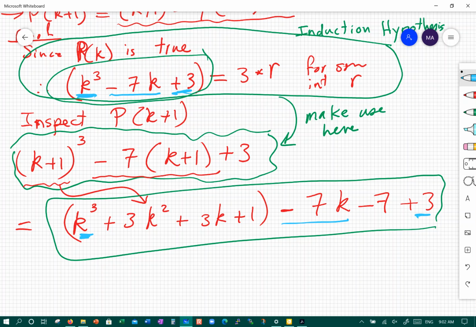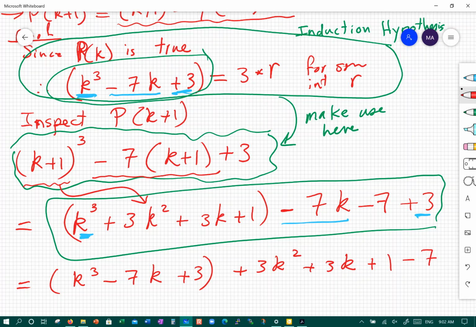So let's regroup these together so that I isolate them. So this is k cubed minus 7k plus 3. I just rearranged these three terms together so that now I can isolate p of k, and then just write the other terms, the remaining terms. So I have plus 3k squared plus 3k plus 1 minus 7.